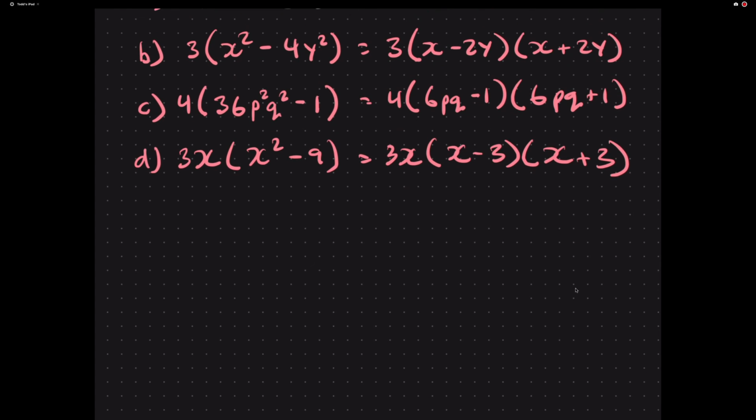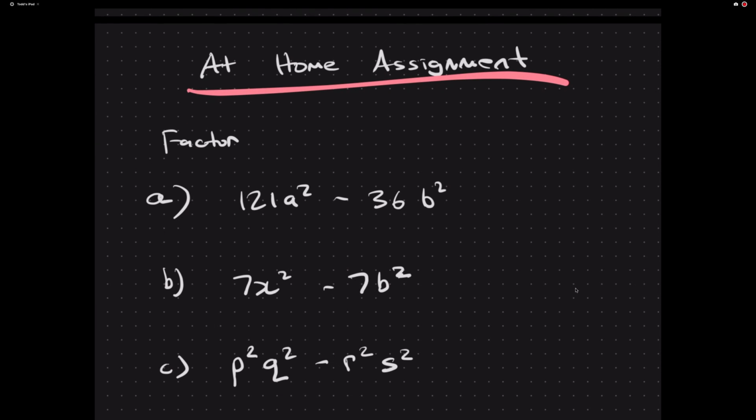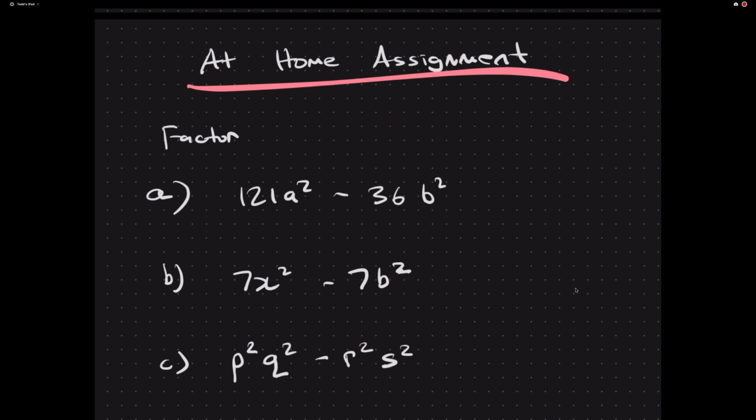Now it's time for you to work. The at-home assignment, you've got 3 questions to bring to class next period. Letter A says 121a squared minus 36b squared. Letter B is 7x squared minus 7b squared. And letter C is p squared q squared minus r squared s squared.